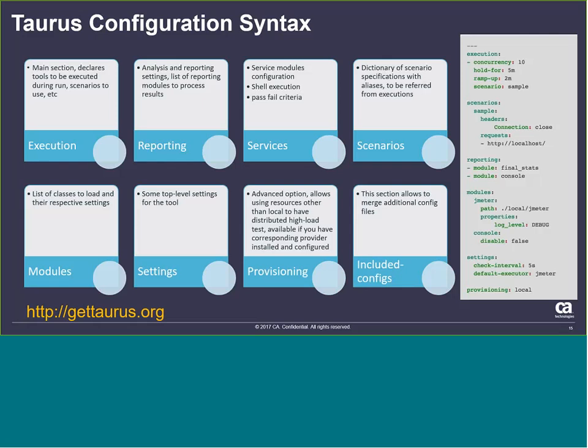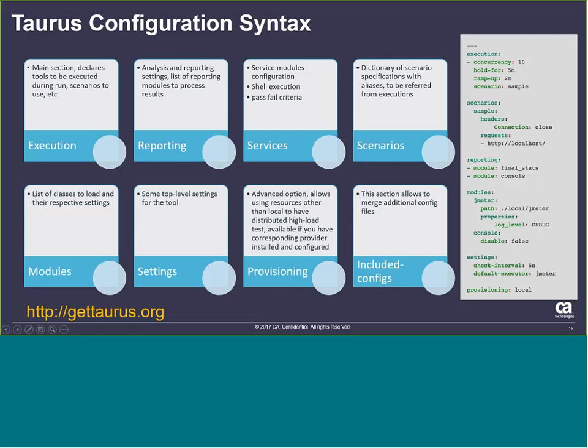Local or on the cloud. Some of the modules, if you want to load additional classes, this is where you would specify that. And then settings provides you some top-level settings for the tool. What's the default executor? And executors are what Taurus would be using to execute your test. I mentioned earlier, you can run different types of tests, like you may want to run a UI test using Selenium, and an API test using JMeter. You would specify different sets of executors for your different scenarios in the Taurus configuration file.